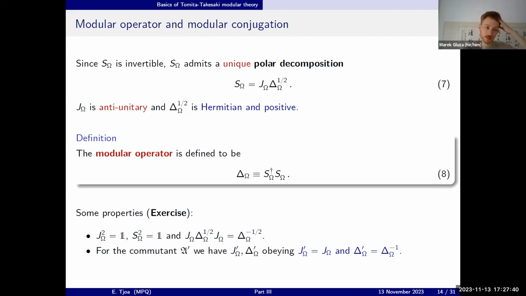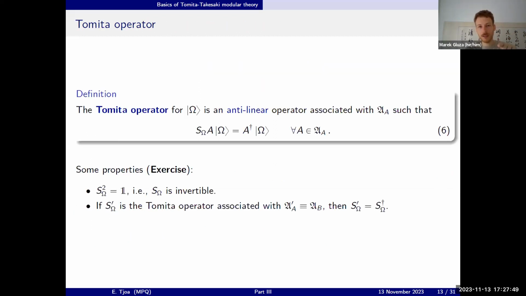Okay, I understand. Can you repeat the definition of S that I have to define for those cyclic vectors? Yes. Take a cyclic vector, fix an algebra, a von Neumann algebra, and the Tomita operator is an anti-linear operator affiliated to this algebra and the state, so that acting on this state is equivalent to taking the Hermitian conjugate of an element from that algebra and applying it to the state.